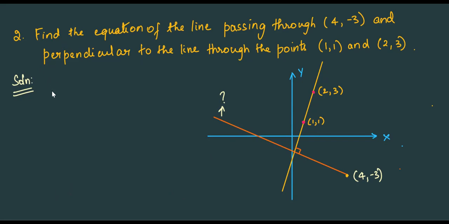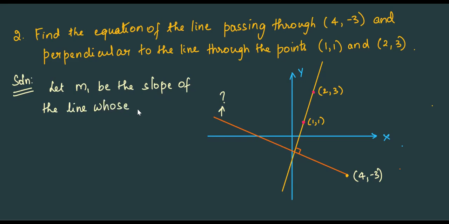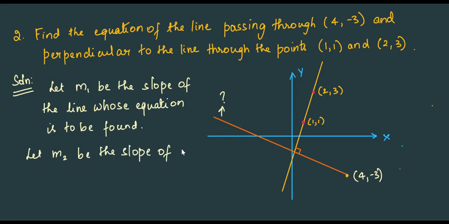Okay, so how to proceed? Let m or m1 be the slope of the line whose equation is to be found. Now let m2 be the slope of the perpendicular line.